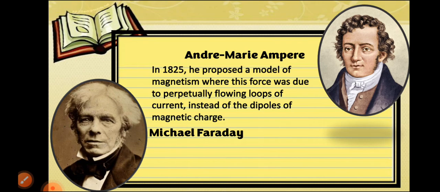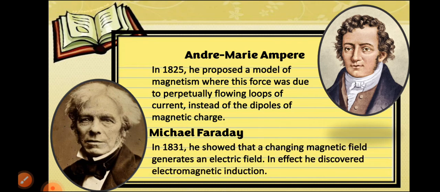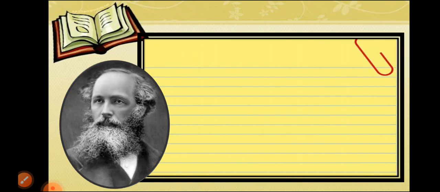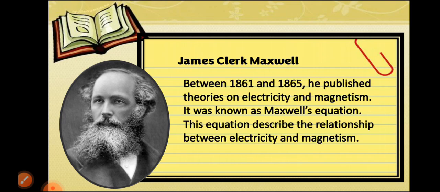Next, we have Michael Faraday. In 1831, Michael Faraday showed that changing a magnetic field generates an electric field. In effect, he discovered electromagnetic induction. And the last one, we have James Clerk Maxwell. Between 1861 and 1865, James Clerk Maxwell published theories on electricity and magnetism, and it was known as Maxwell's equations. These equations described the relationship between electricity and magnetism.